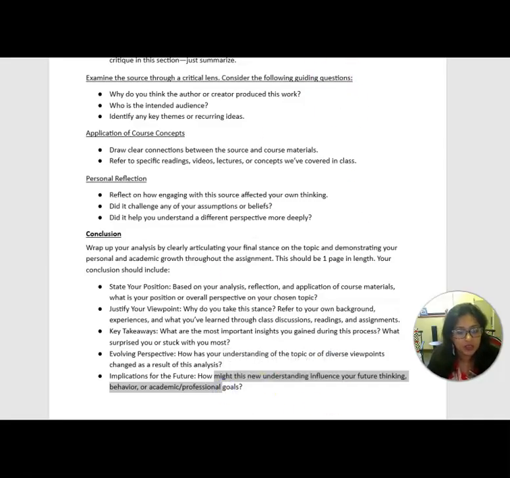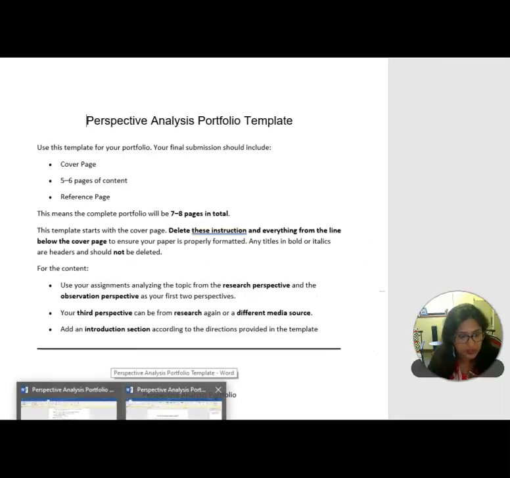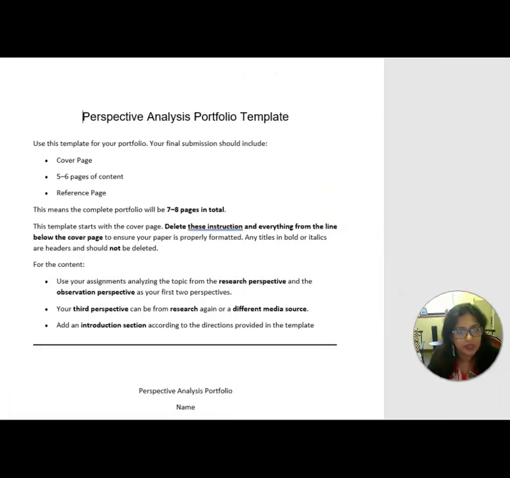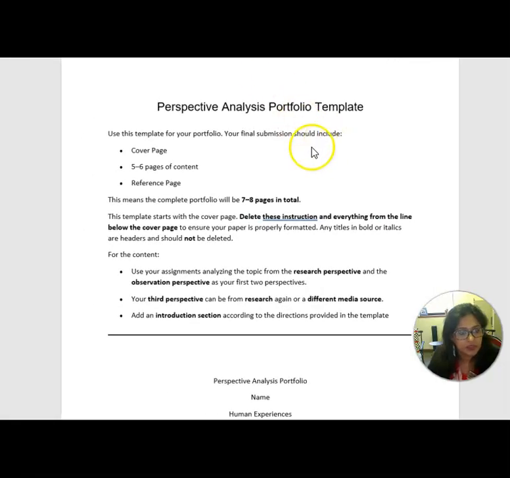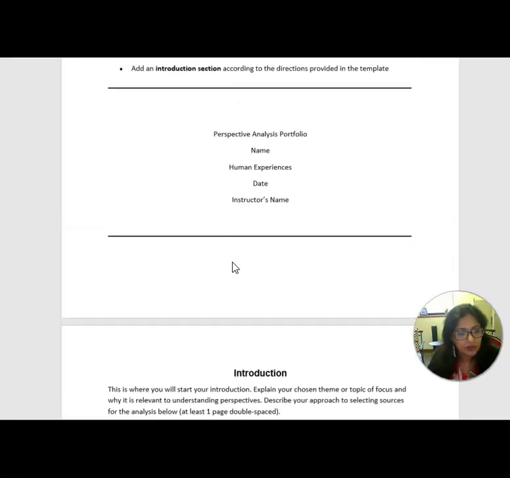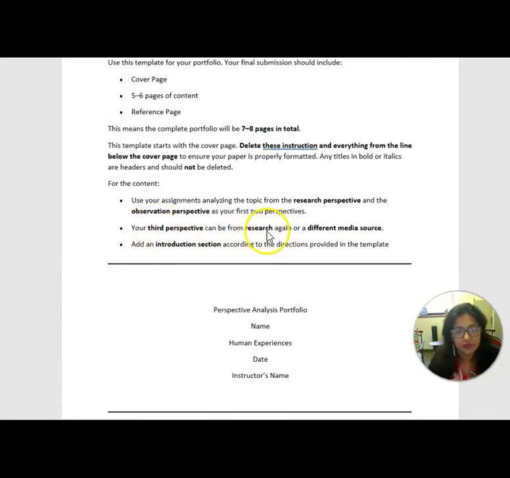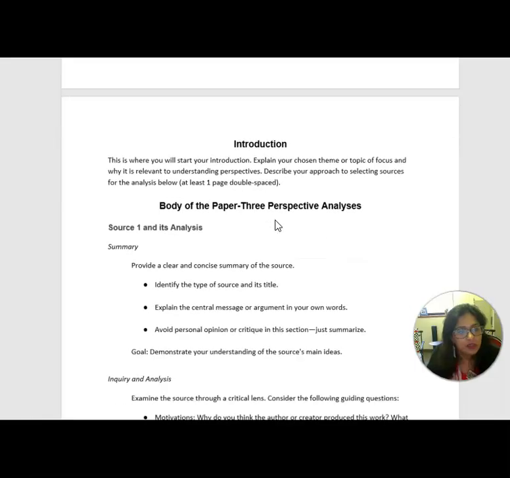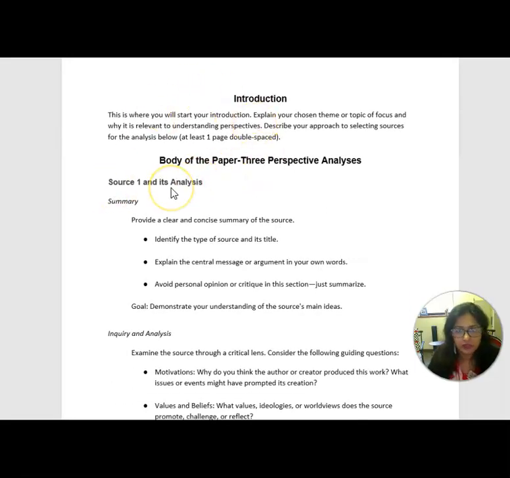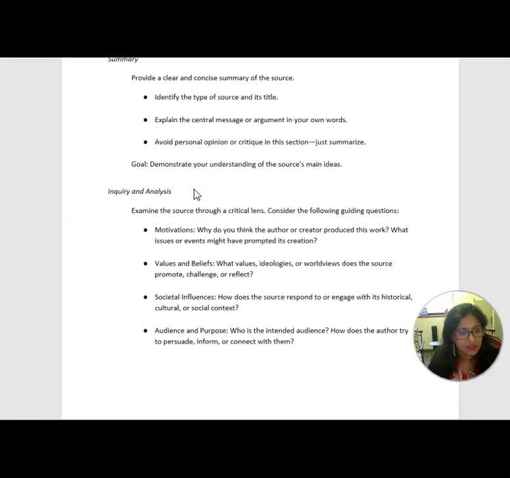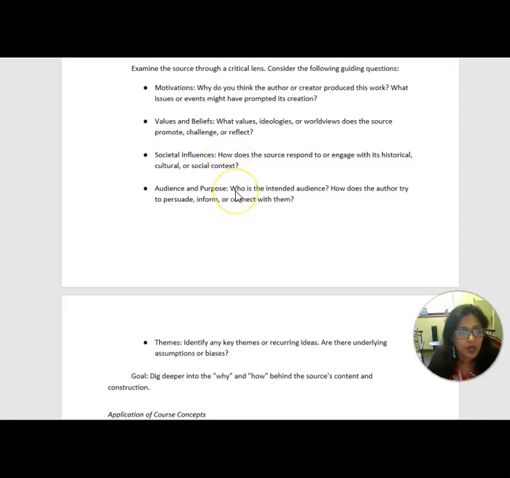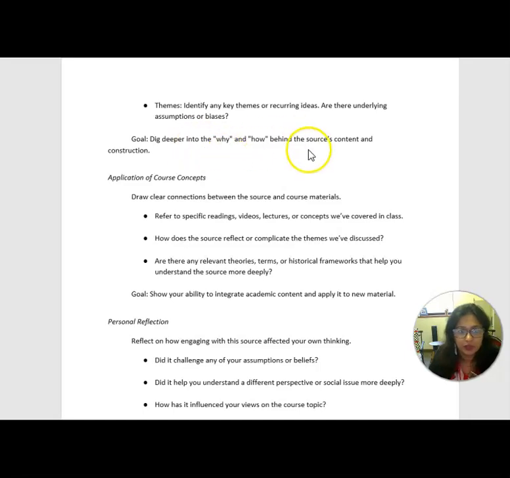So this is what the overview is. What I also did was create a template. Here's the template, and it tells you the beginning part of it. So here's your introduction, and here's the body of the paper. You have a source 1 analysis, and then here are the questions. You do not have to answer the questions. This is a paragraph form paper, but I have already given you what the goal is.